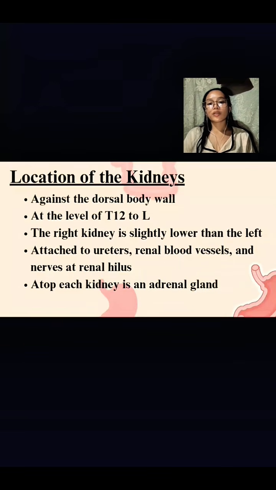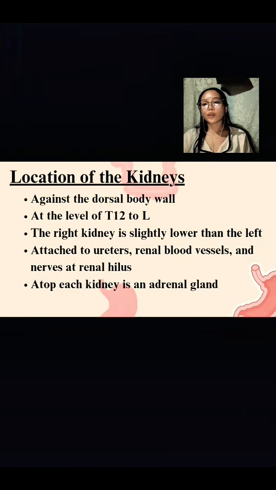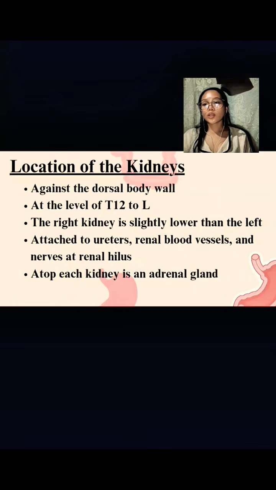Next is the location of the kidneys. They lie against the back wall of the body. They are level with your lower ribs and upper spine. The right one is a little lower than the left, and each has a tube, blood vessels, and nerves attached, and a small gland sits on the top.